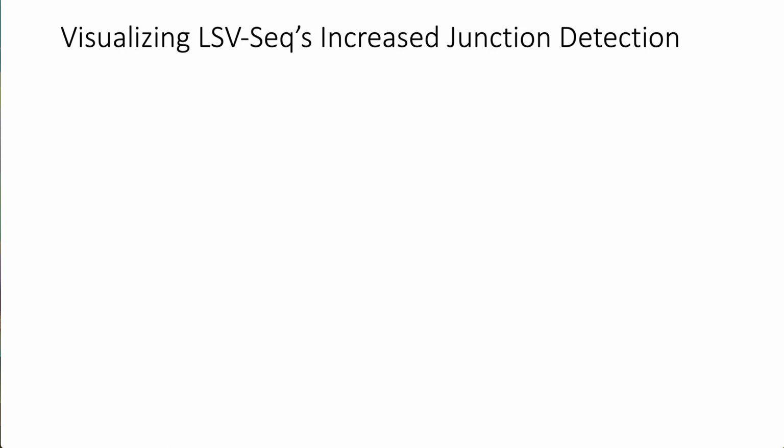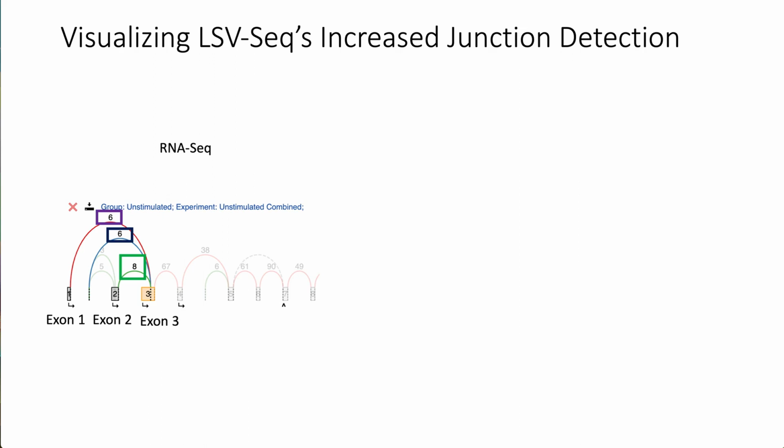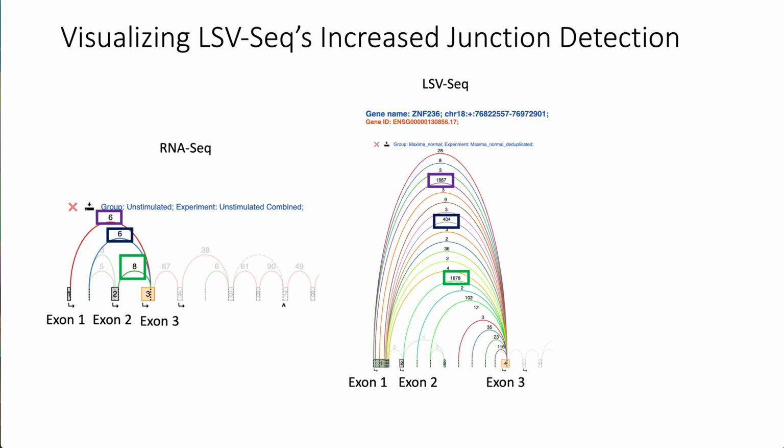To pick this apart, we used our Voila visualizer tool. Here, the same splicing event is shown on the left in RNA-Seq, and then in LSV-Seq on the right. We see just 3 junctions with low coverage in RNA-Seq, while we see 21 junctions with the greatly improved coverage of LSV-Seq. The same three junctions on the left in RNA-Seq represent the major junctions with now thousands or hundreds of reads of coverage on the right in LSV-Seq, which are also boxed in their corresponding colors.